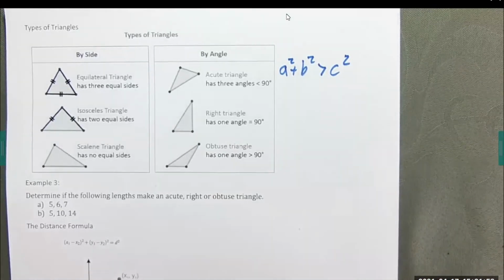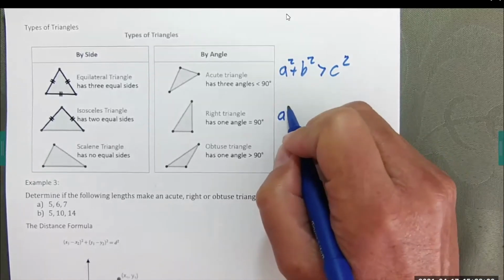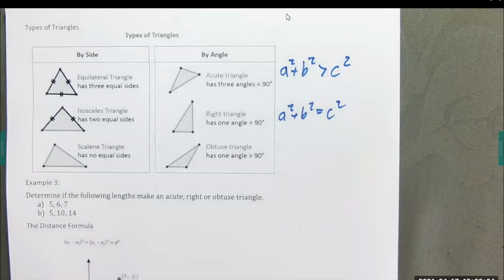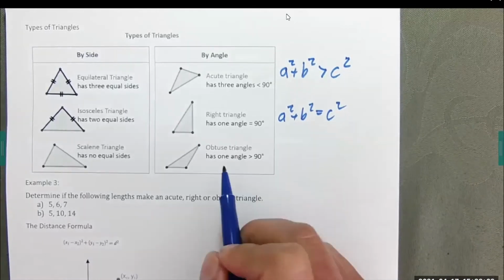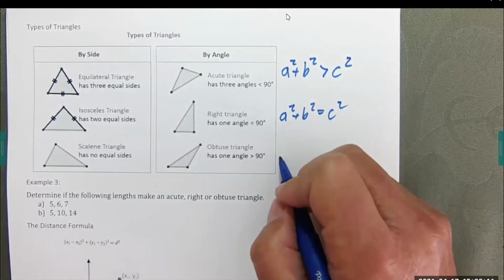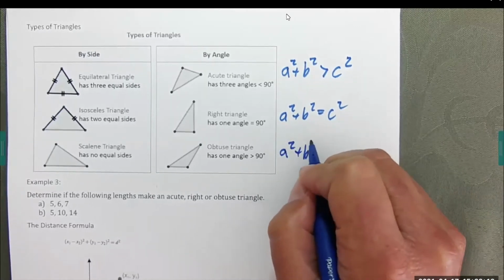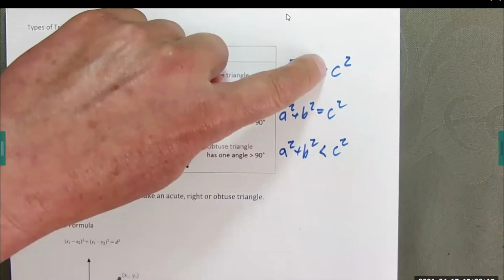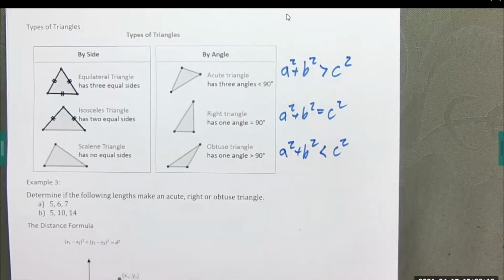For the right triangle, we know that the leg squared plus the leg squared is going to equal the hypotenuse squared. Obtuse means that one of the angles is bigger than 90 degrees. And in that case, a squared plus b squared will be less than c squared. Now, c in each of these cases is always the longest side.